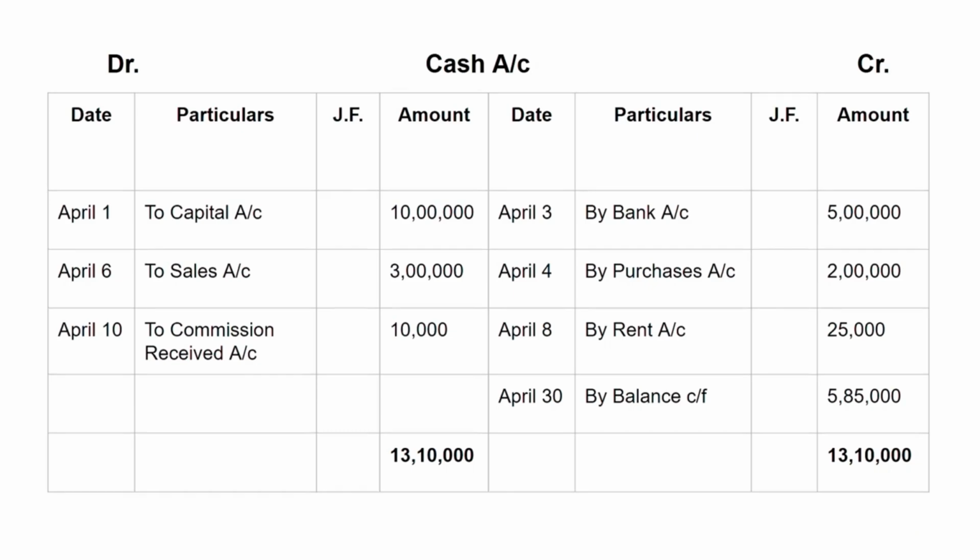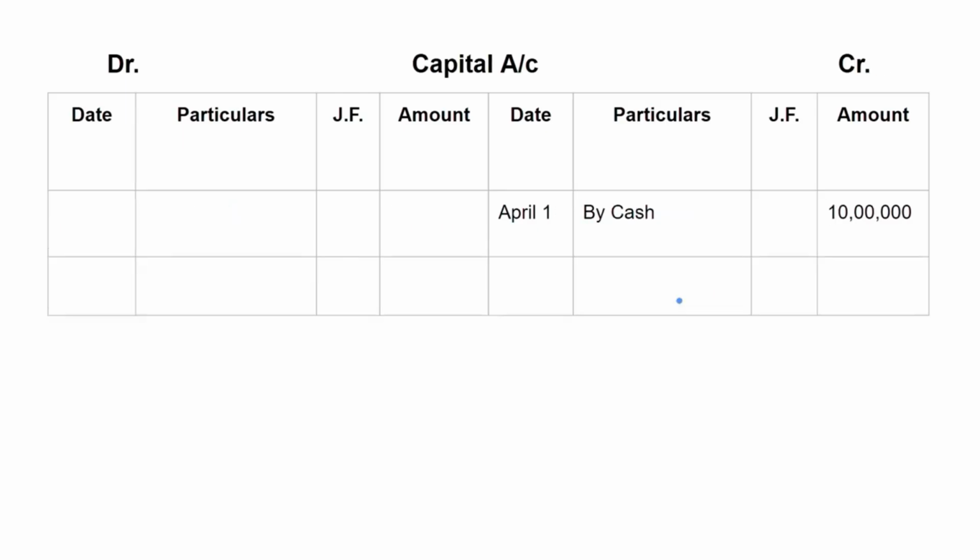While we post from journal to ledger, we are not just copying, we are organizing data to see the total effect on each account. That is why it's called principal book of accounts. At the end of the period, the balance carried forward shows us exactly what remains. For example, our cash account shows 5,85,000, so we know how much cash is on hand. Now let's close other accounts.